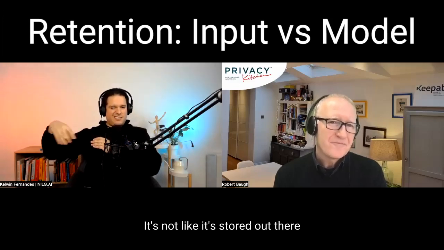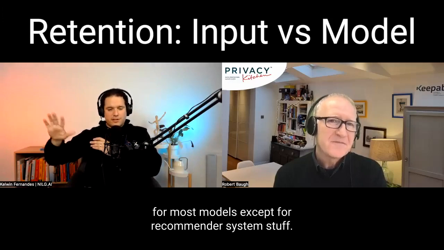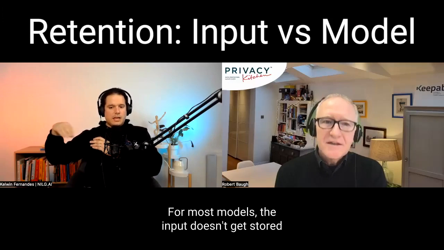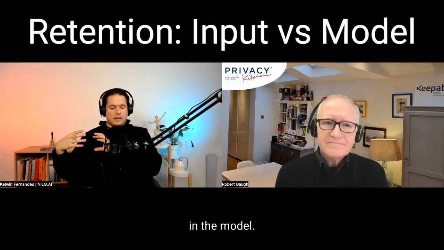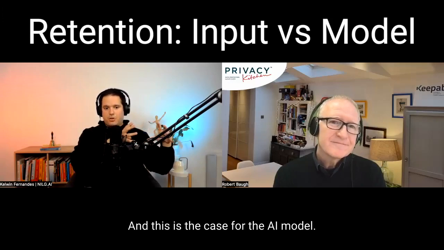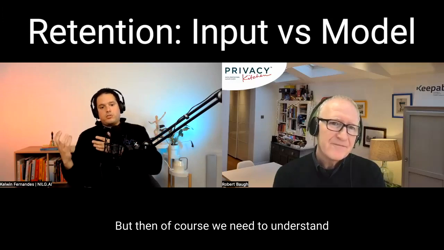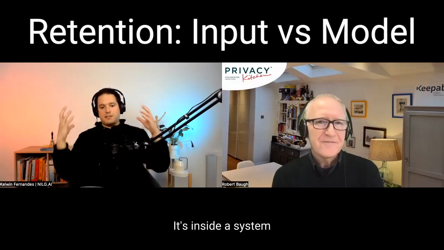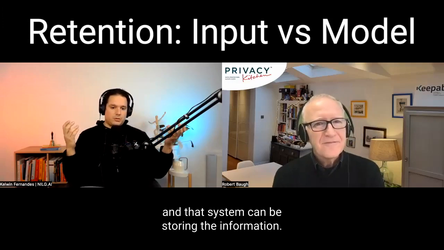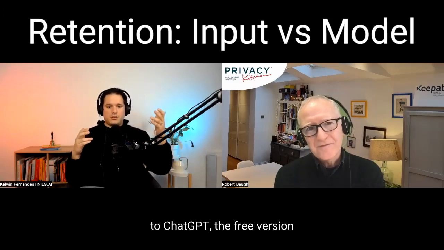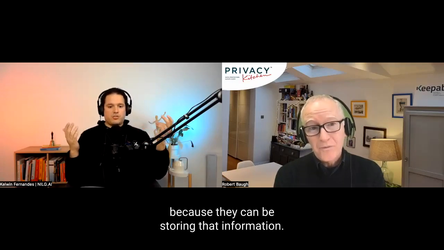It's not stored out there for most models, except for recommender system stuff. For most models, the input doesn't get stored in the model, and this is the case for the AI model. But of course, we need to understand that the AI model doesn't live alone. It's inside a system, and that system can be storing the information. And when we say do not pass information to ChatGPT, the free version, it's because they can be storing that information.